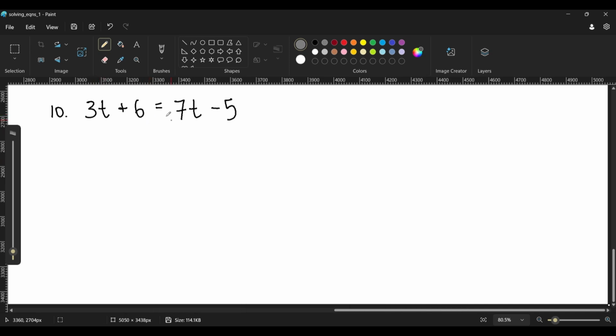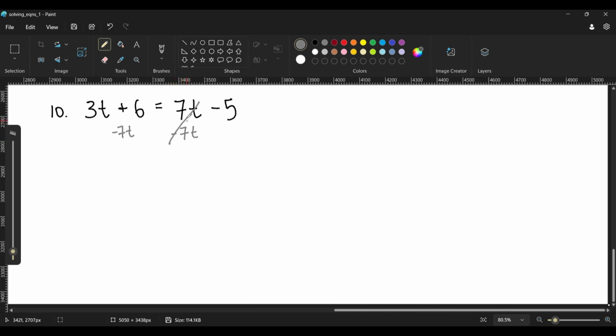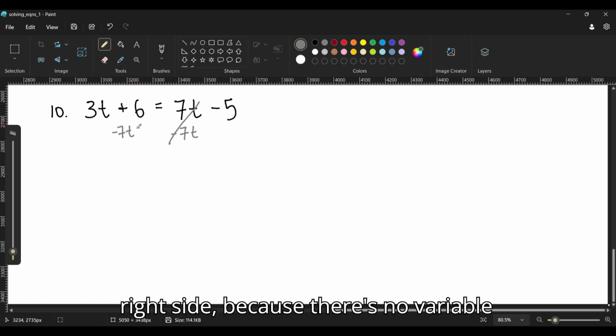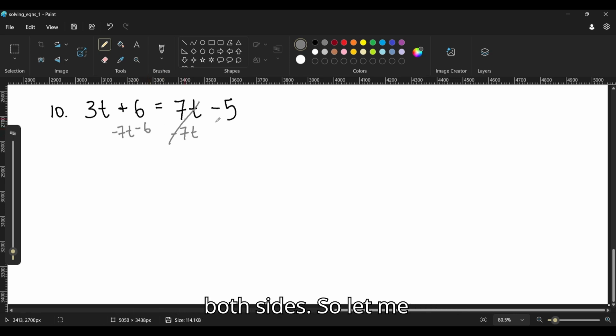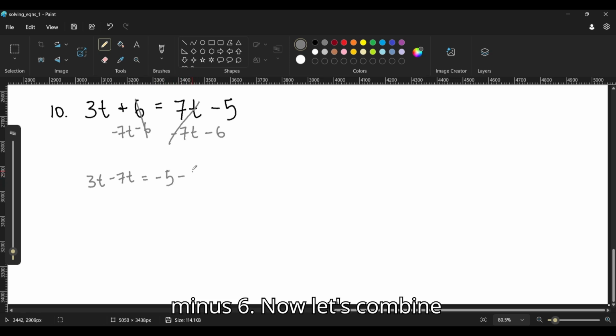So to get my variable on the left side, I'm going to subtract 7t from both sides. This way, we're removing it from the right side. 7t minus 7t is 0. Now, to get this 6 over to the right side, because there's no variable in it, I'm going to want to subtract 6 on both sides. So let me just organize this and rewrite it. 3t minus 7t, and 6 minus 6 is 0, so that's gone. Equals 7t minus 7t is 0. That one's gone. Negative 5 minus 6.